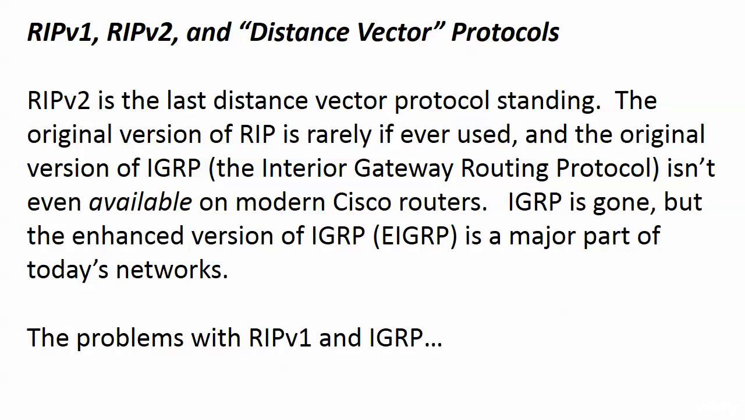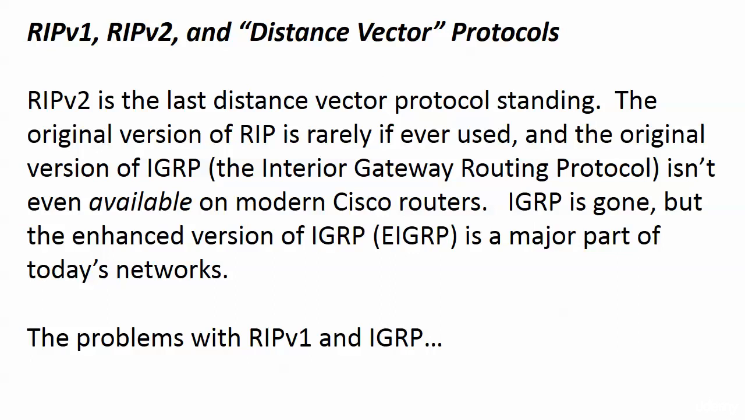RIP version 2 is really the last distance vector protocol standing. It's the last one you're going to see in today's production networks, and frankly, you're not going to see a whole lot of it. Now, I'm not down talking it. It does have its place inside a private network, but it's not one that you're going to see used over wide area networks very often.